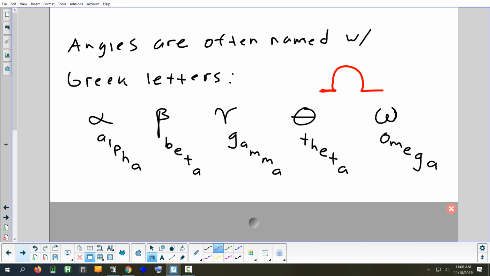There are capital versions of these letters as well. We generally don't use the capitals. We stick with the lowercase. Okay. And again, a Greek letter is usually used to represent an unknown angle, not a side. Sides, we use the same letters you use in Pythagorean theorem, ABC, pretty much all the time.